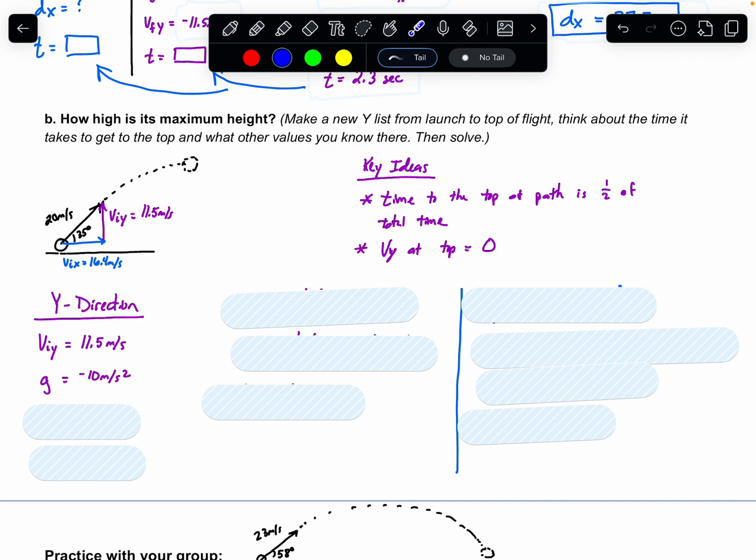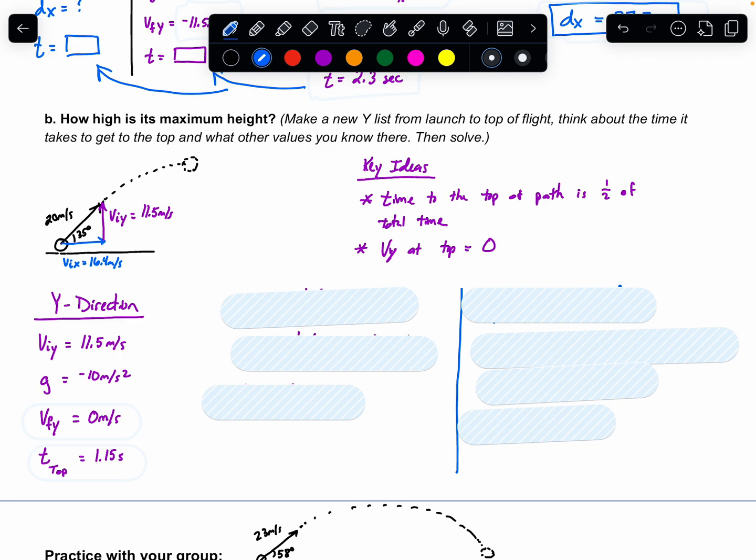So I have two new values that I can work with. I can say that the final velocity at the top is 0, and I can divide my time by 2, giving me 1.15 seconds. So the time to the top is 1.15 in this example. Now I can choose any equation that has these variables and solve for my missing vertical distance.